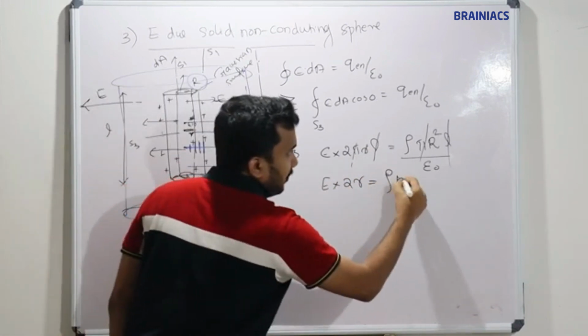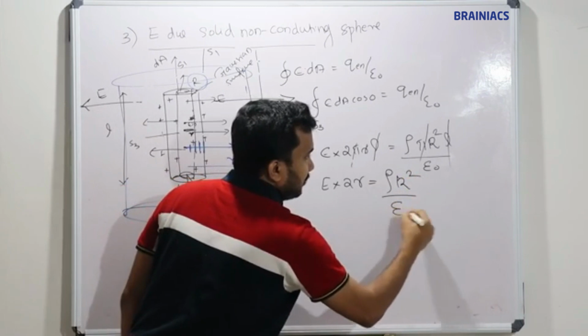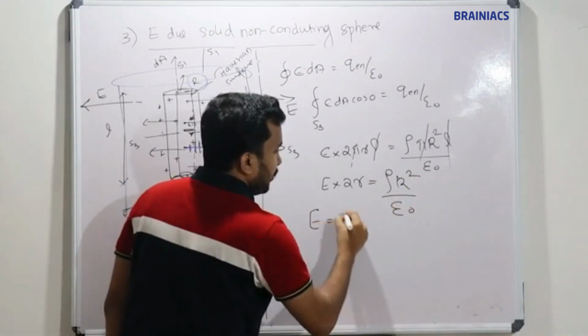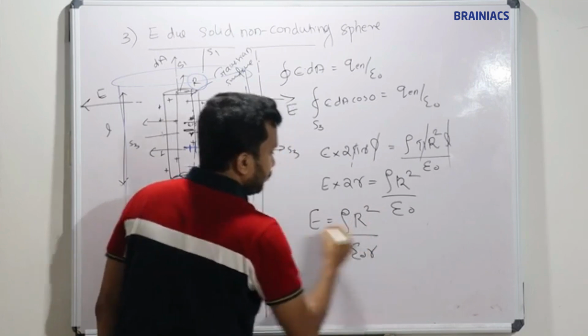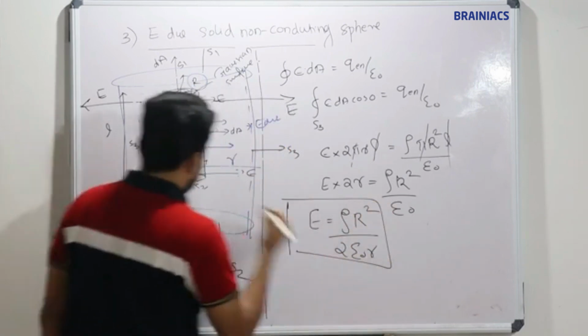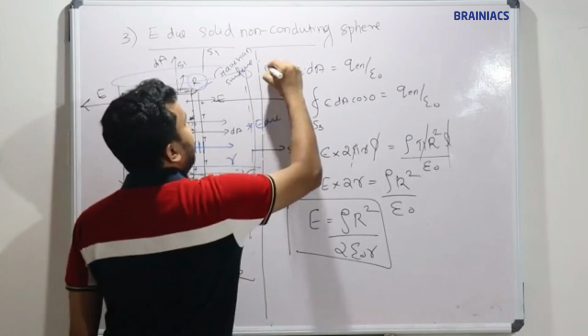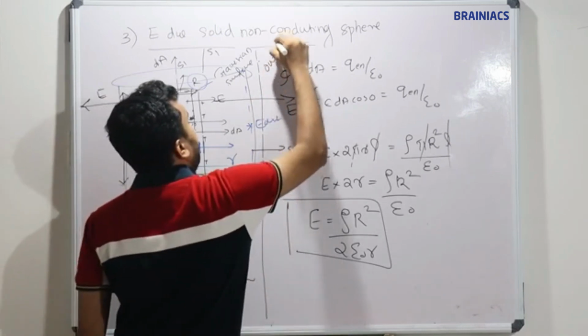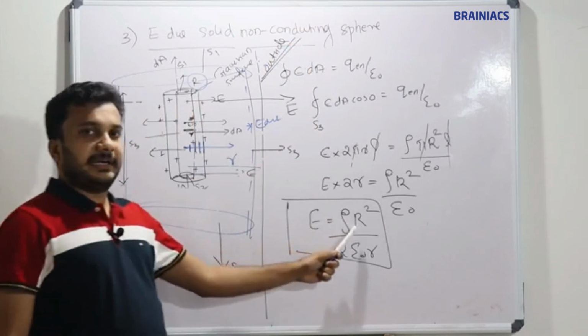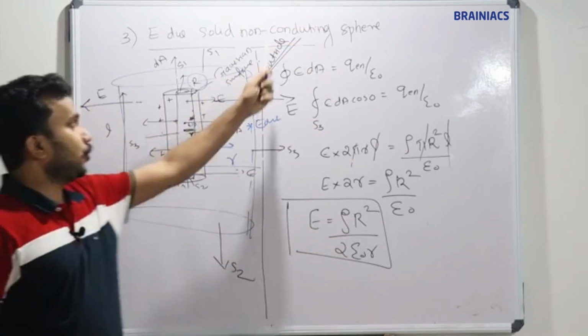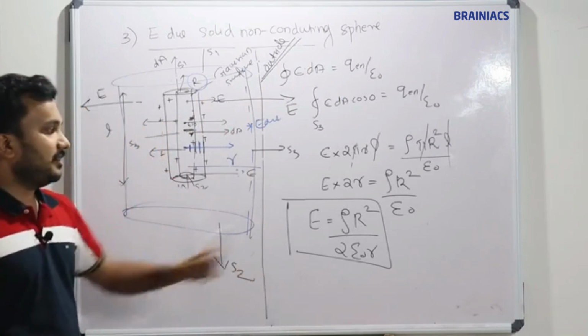And here what will come? r square by epsilon 0. So E will be equal to rho r square divided by 2 epsilon times r. This is the electric field intensity which we have calculated. This is the electric field intensity at the outside area. So this is the electric field intensity outside of a solid non-conducting sphere at a distance of r.